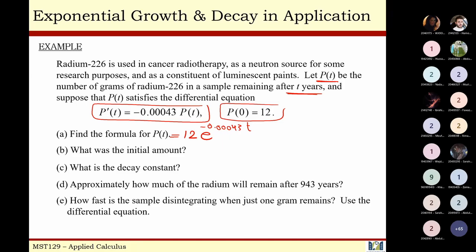Now, what was the initial amount? Initial amount is C equals 12. This is direct here. What is the decay constant? Decay constant means k. k equals 0.00043. Okay. This is the decay. Now, approximately how much of the radium will remain after 943 years?